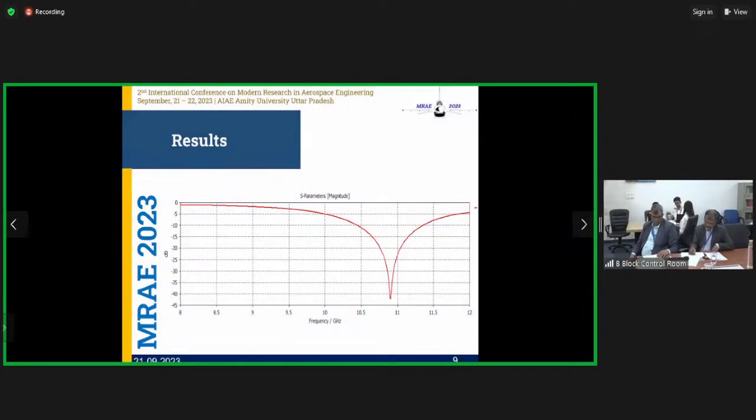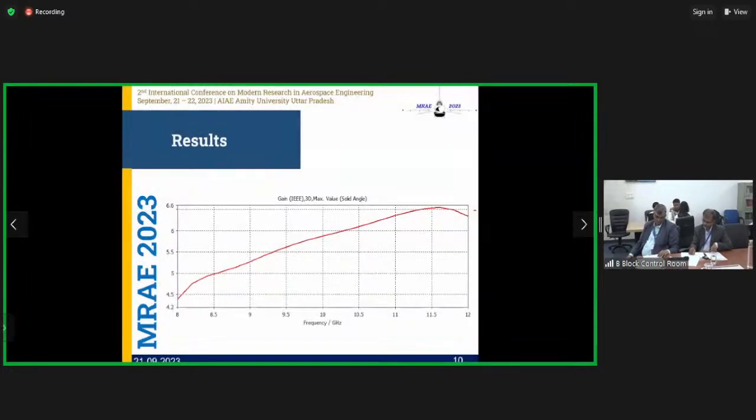This is the S parameter result, which is showing a return loss of minus 42 dB at 10.9 gigahertz. This is the gain plot. We can see that in X band it is continuously increasing, and at 10.9 gigahertz the gain is 6.3 dBi.